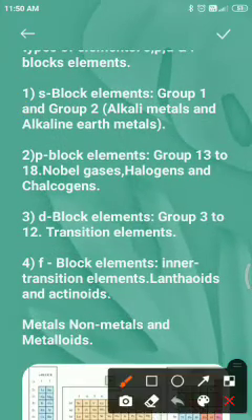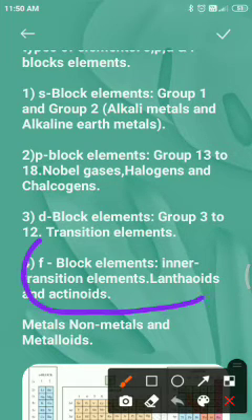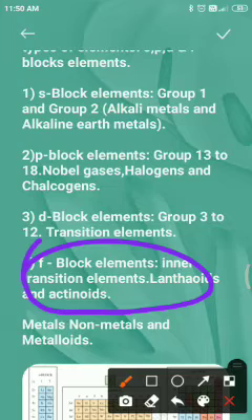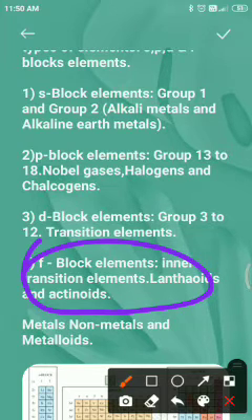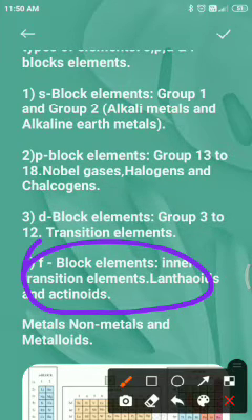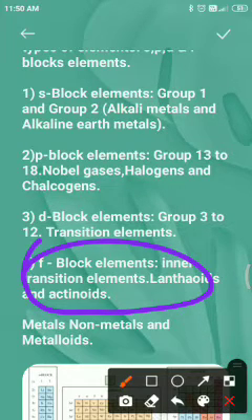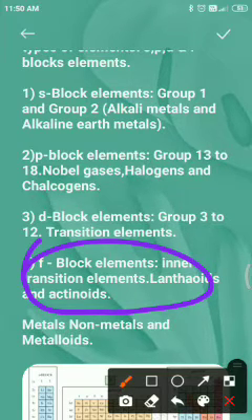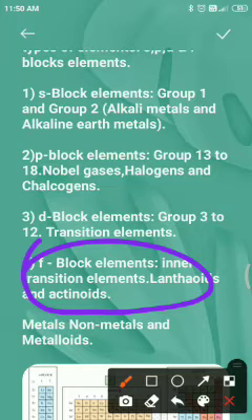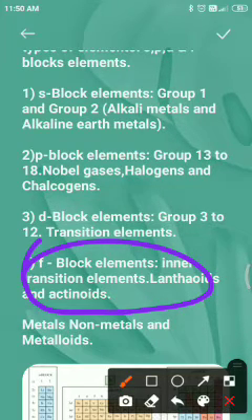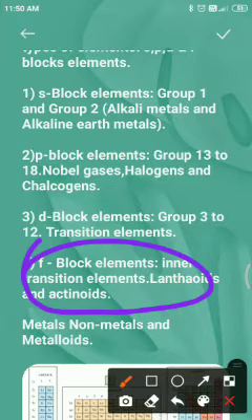Fourth block elements are F block elements. F block elements are also called inner transition elements. In the F block elements, we can see in the periodic table, at the bottom, the lanthanides and actinides. Lanthanides start from atomic number 58 to 71, and actinides are the elements from atomic number 90 to 103.